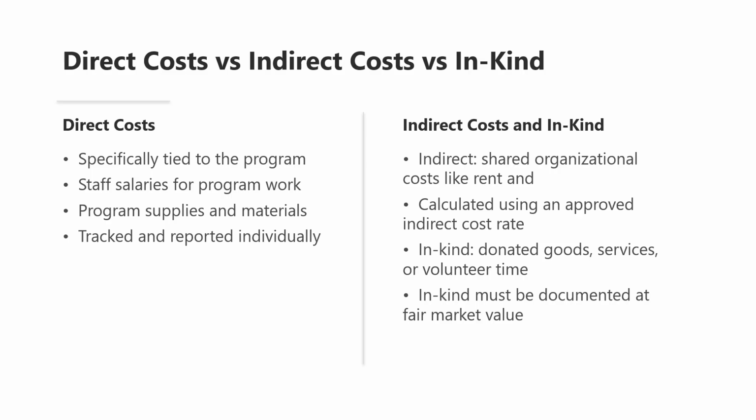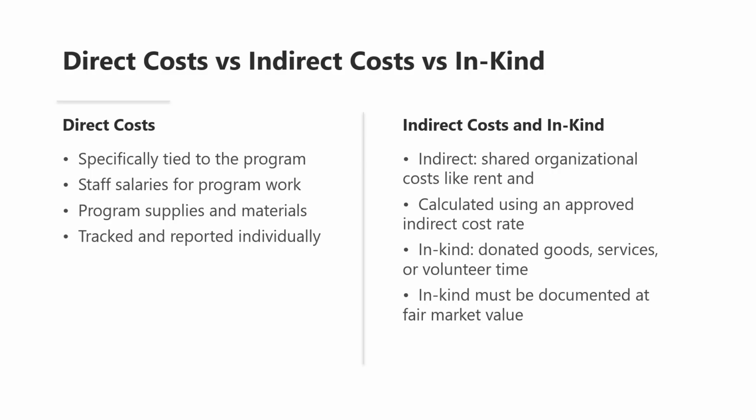The defining characteristic is that every dollar must be traceable to a specific program activity. Here's a helpful way to think about it. If you cannot point to the activity a cost supports, it is probably not a direct cost. Now let us look at indirect costs more closely.